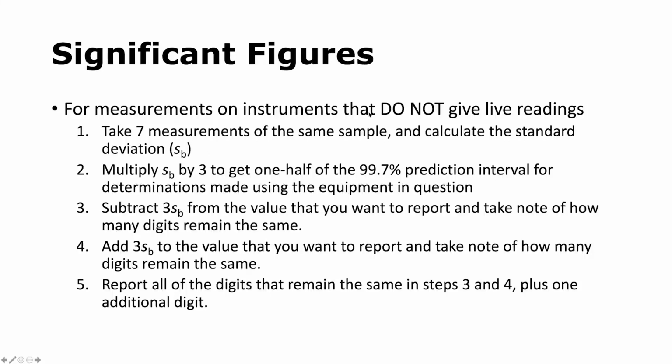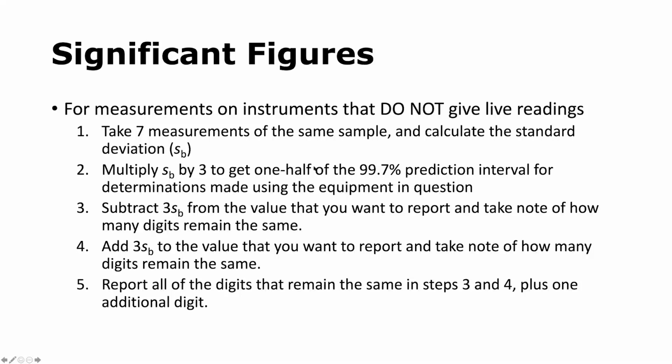For instruments that do not give live readings, we use a similar approach to what was described previously with the detection limit. But in this case, we'll take 7 measurements of the same sample and calculate the standard deviation. Let's call that S sub B, the standard deviation. If we multiply S sub B by 3, that will give us 1/2 of the 99+% prediction interval.